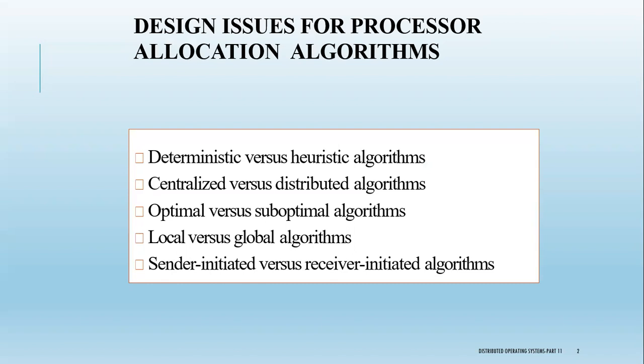A large number of processor allocation algorithms have been proposed over the years. We will look at some of the key choices involved in these algorithms and point out the various important points. The major decisions the designer must make can be summed up in 5 different issues. Number one, deterministic versus heuristic algorithms; centralized versus distributed algorithms; optimal versus suboptimal algorithms; local versus global algorithms; sender initiated versus receiver initiated algorithms.